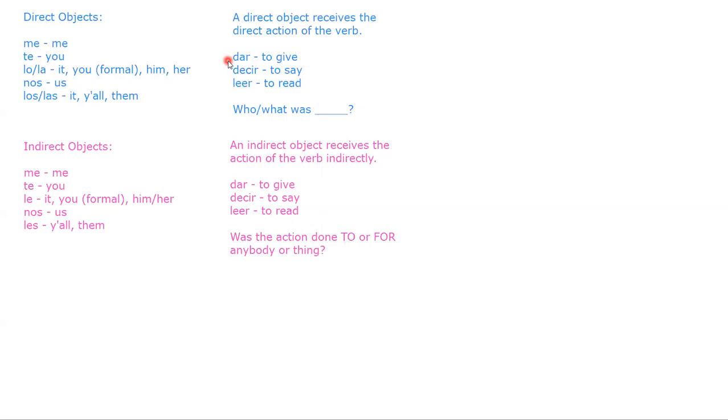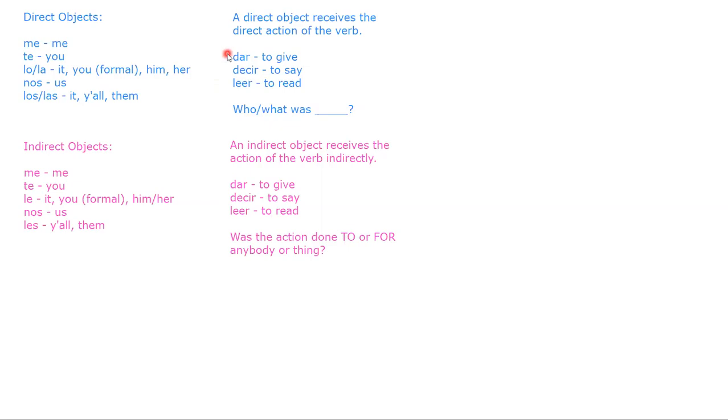So I might look at dar and say, who or what was given? That's my direct object. Decir, who or what was said? In this case, it's probably going to make a lot more sense to ask what was said. And that's my direct object. Leer, who or what was read? Probably going to make more sense to say what was read here too. And all of those are going to be my direct object.